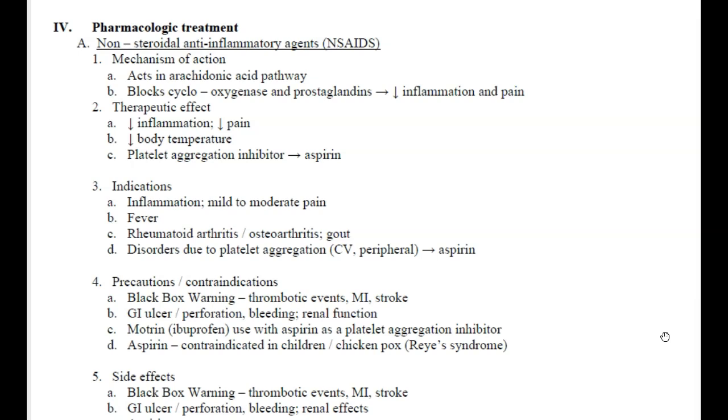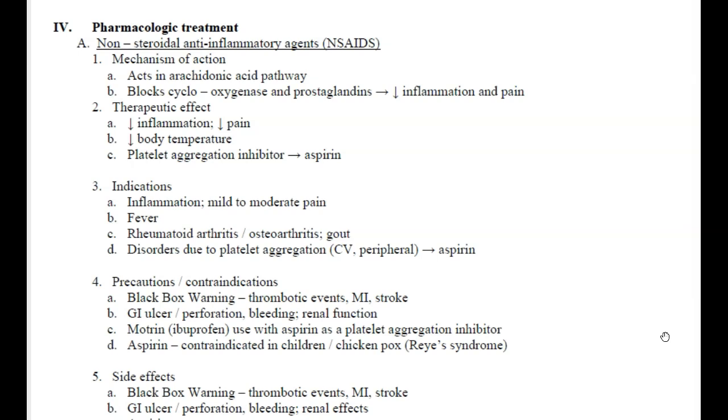Precautions and contraindications. Obviously, known drug allergies and conditions that place the patient at risk for bleeding, including vitamin K deficiency and peptic ulcer disease. Also, we have to remember that NSAIDs can counteract the effect of aspirin. There's also a black box warning regarding thrombotic events, MI and stroke. Also, precautions in GI ulcer, perforations, bleeding, and renal function, especially with decreased creatinine clearance, as this medication can make them worse.